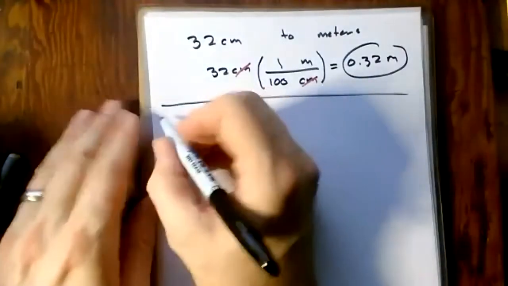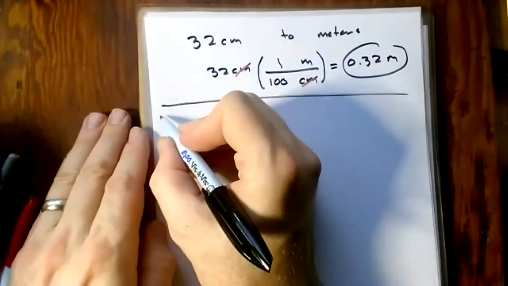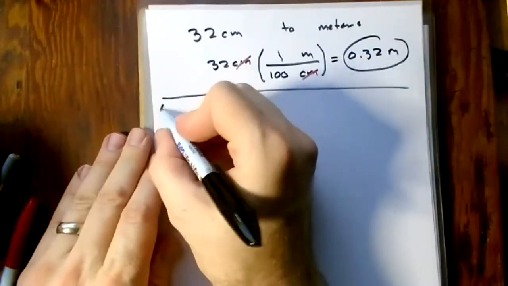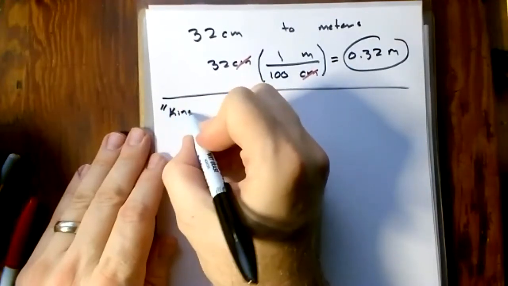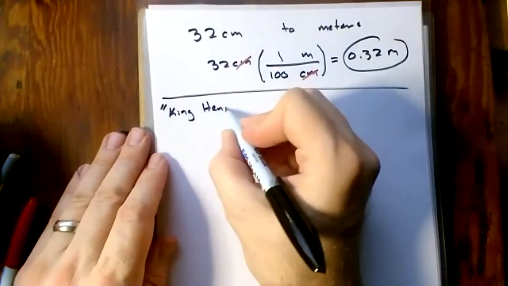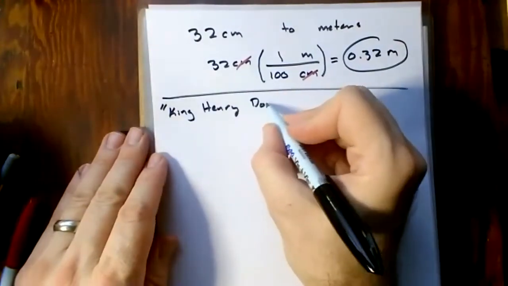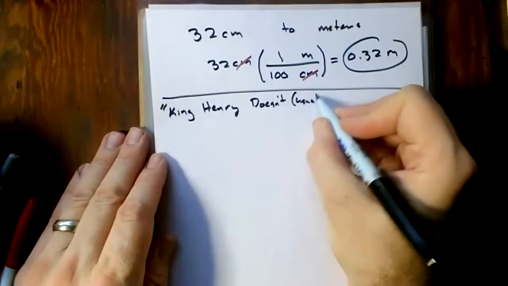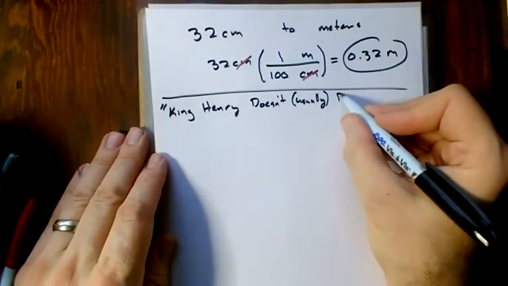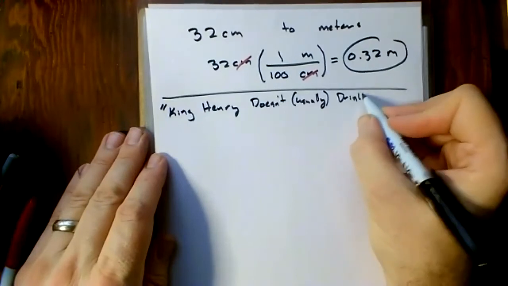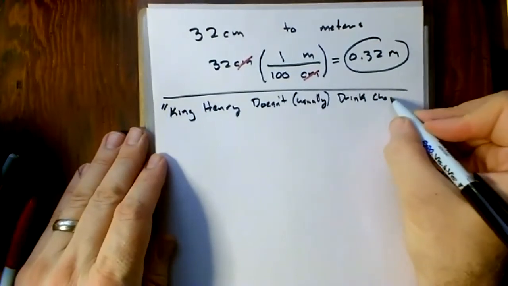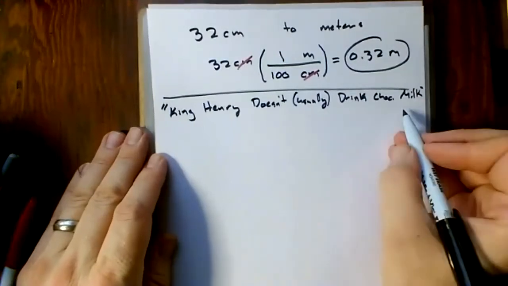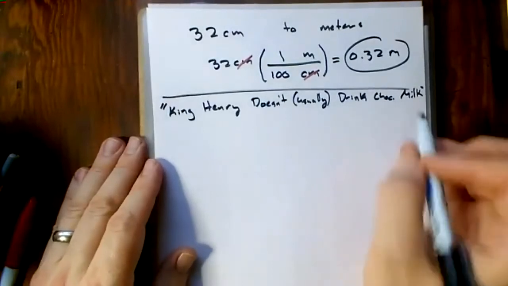So let's talk about that. And I'm going to give you guys a mnemonic here to help us remember. King Henry doesn't usually drink chocolate milk. I'm writing myself out of space with my fat pen here, so I'm abbreviating that one.